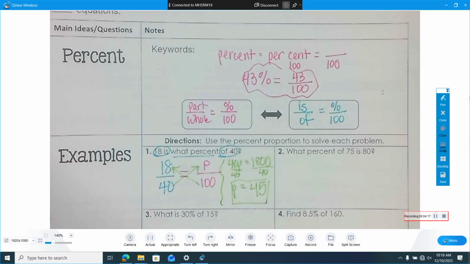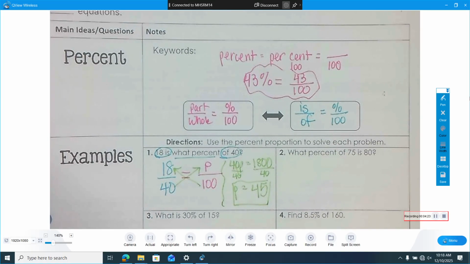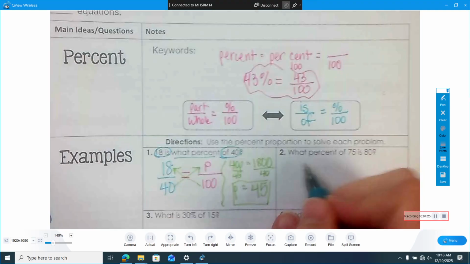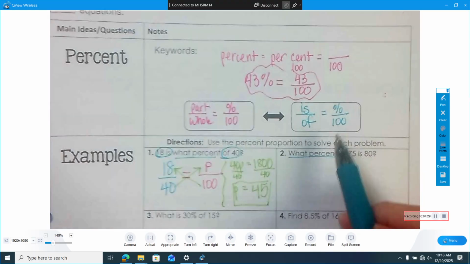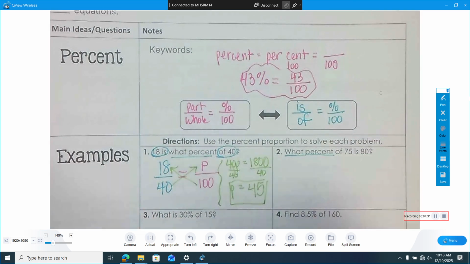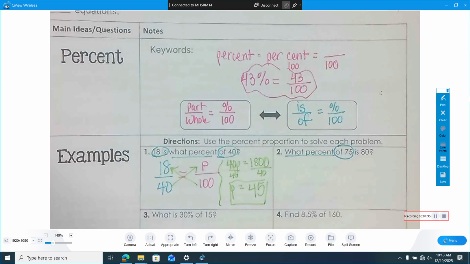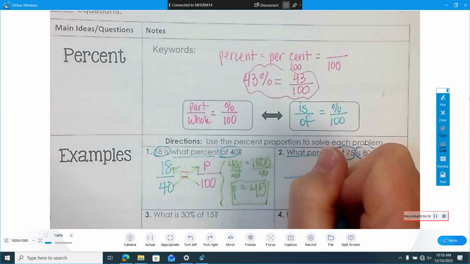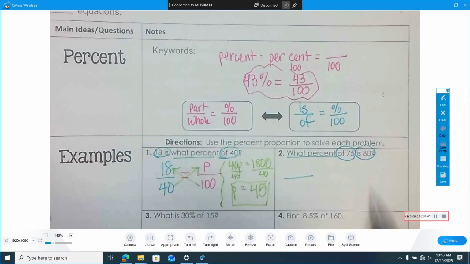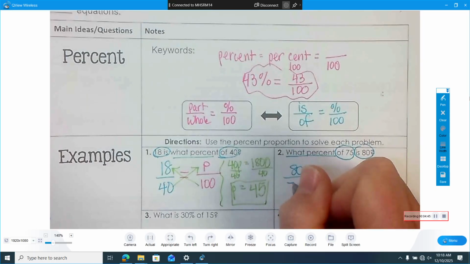All right, let's look at number 2. Again, it's asking what percent. So that's us trying to figure out the percent. Let's see, I have an "of" 75, "is" 80. What should go on top there? 80. 80 has the "is," out of 75.